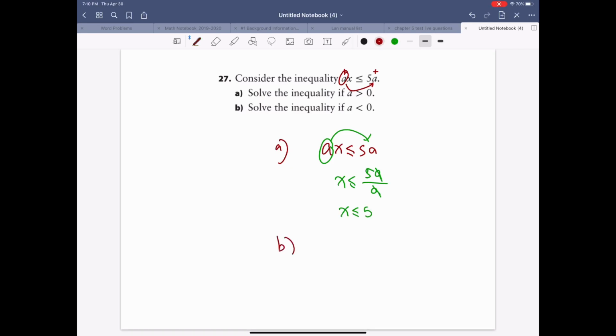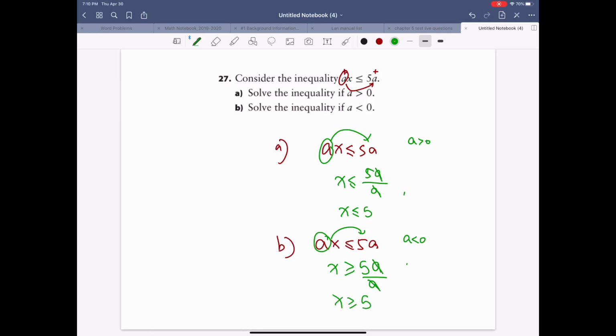And for b, if a is negative, ax smaller or equal to 5a, when you throw a over to the other side, you have to change the sign to the opposite direction. So x is 5a over a. In this case, a is smaller than 0, so x is bigger than or equal to 5.